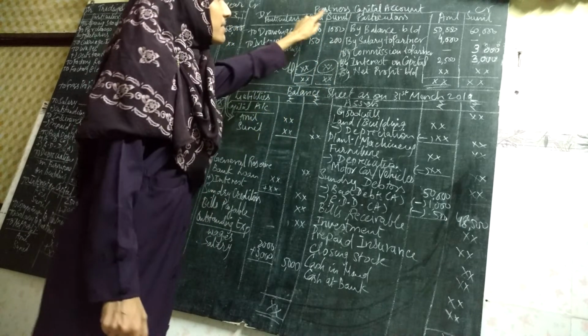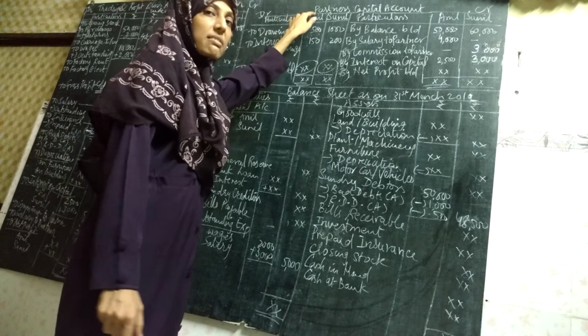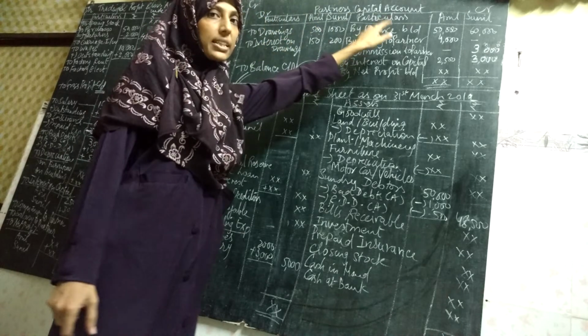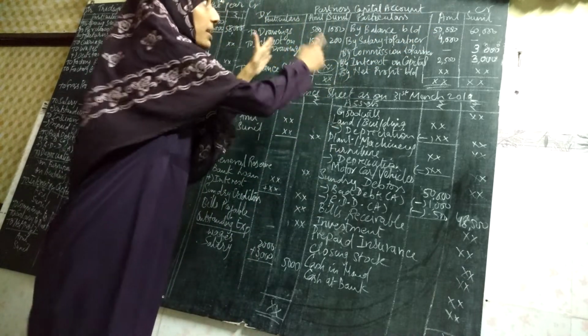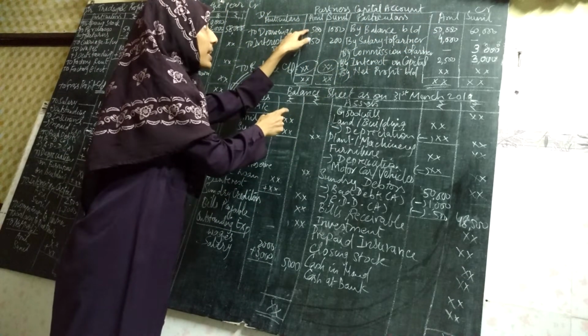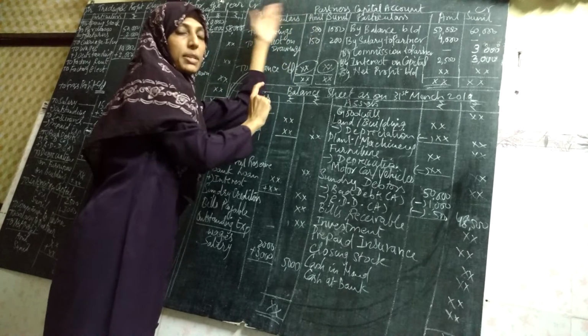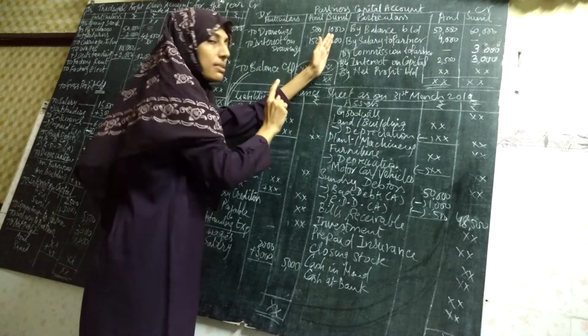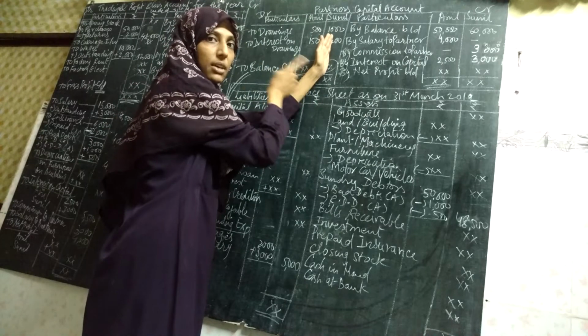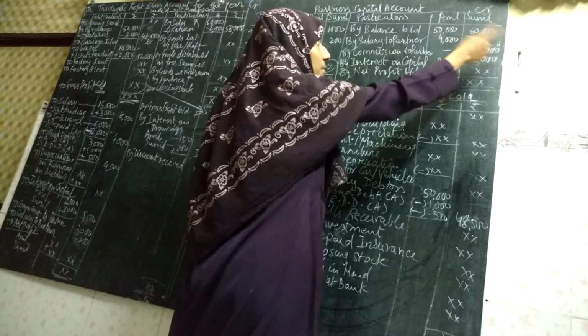Now starting with partners capital account. Since it is an account, it will have debit effect and credit effect. Say for example, there are two partners, Anil and Sunil. So we make a combined capital account: Anil capital account, Sunil capital account. This is the debit side of Anil and this is the credit side of Anil. This is Sunil's capital account debit side. This is Sunil's capital account credit side.